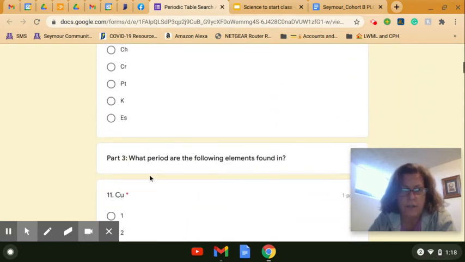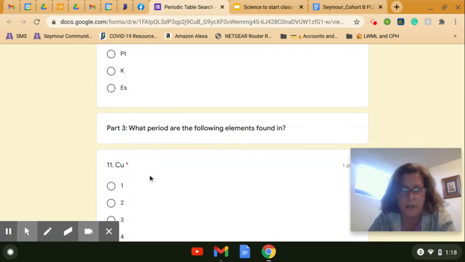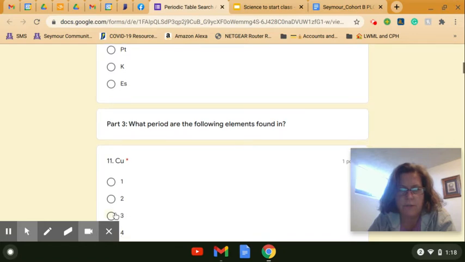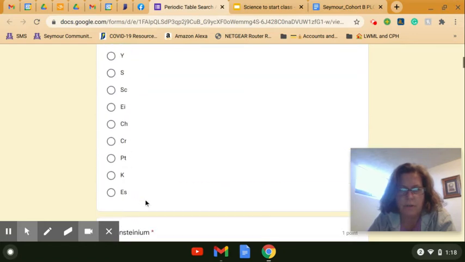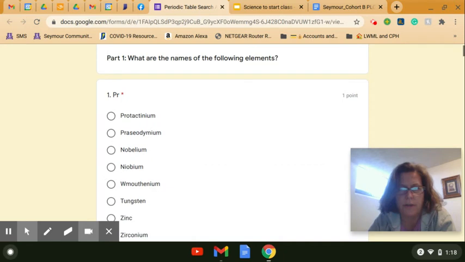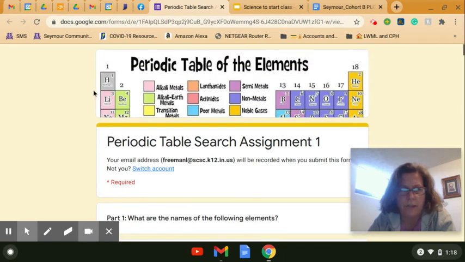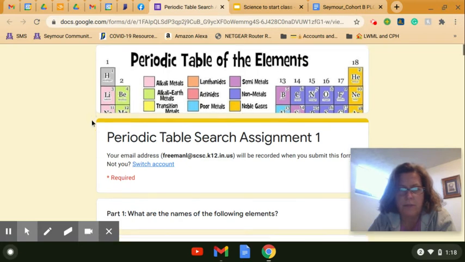On the third section, I want you to tell me what period the following elements are found in. Remember, that's what row it is in. So copper, for instance, I believe is in period 3. Now let me show you with the picture at the top here. Remember that the top row is period 1, and the second row is period 2, and the third row is period 3, and then the fourth row is period 4.